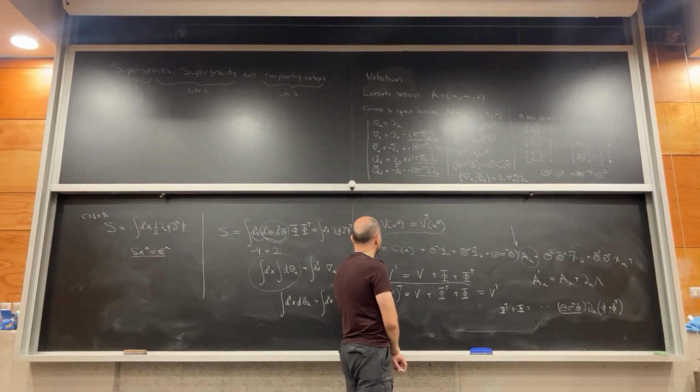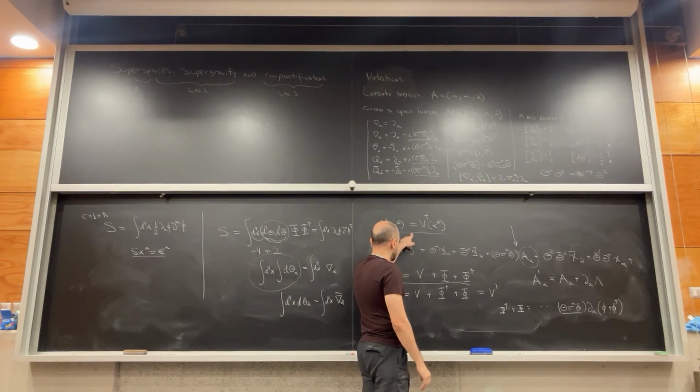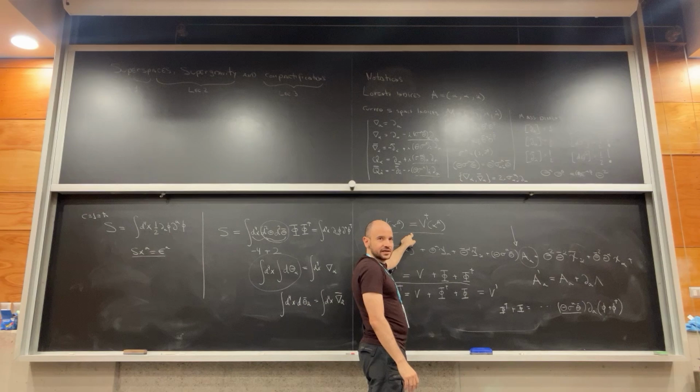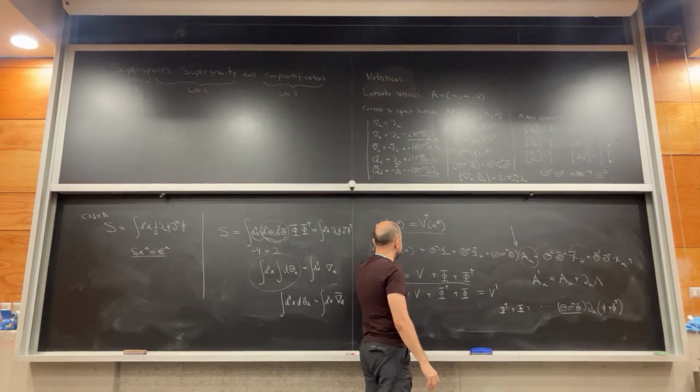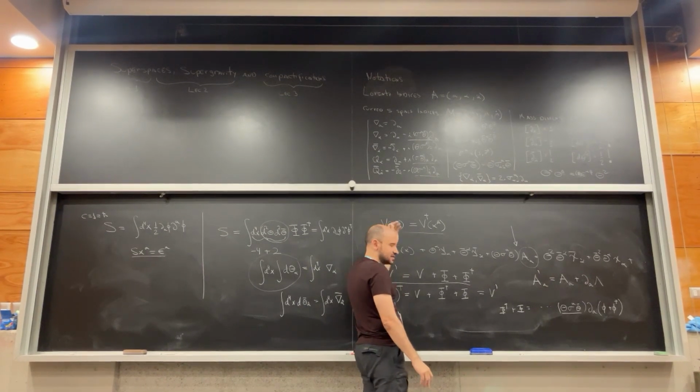It's not that it's too weak. I see that this condition is not unique. I can always add something to V that's still going to satisfy the same condition.